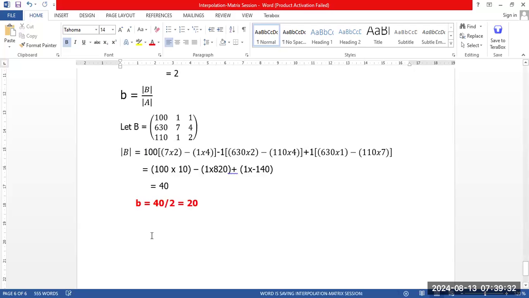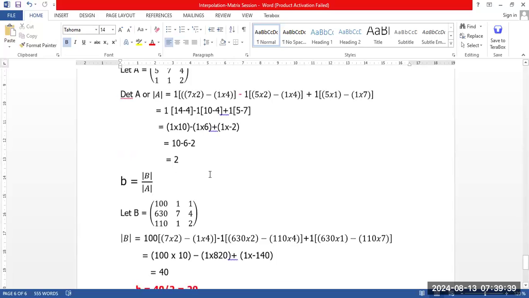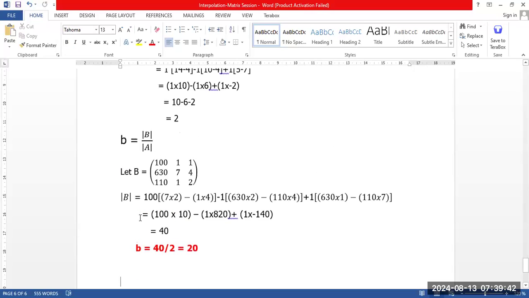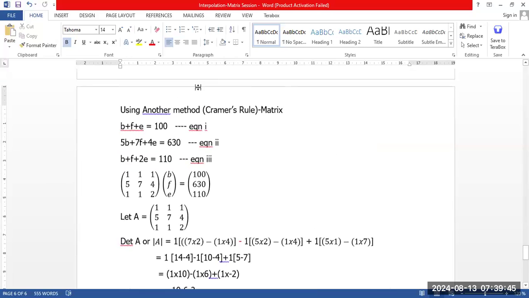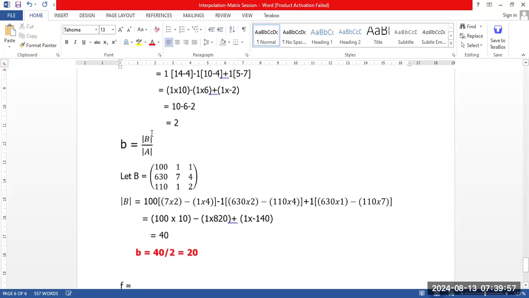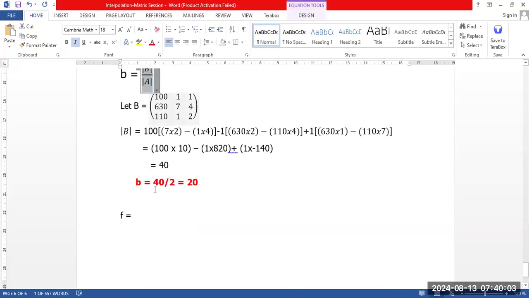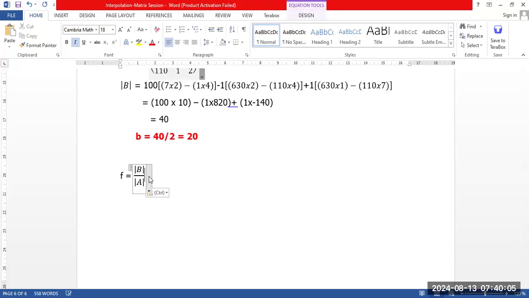The first method gives 20 as well. So you use the same knowledge. Now, once you get B, you will need F. How do you get F? It will be the same, but where I have B, I put capital F.